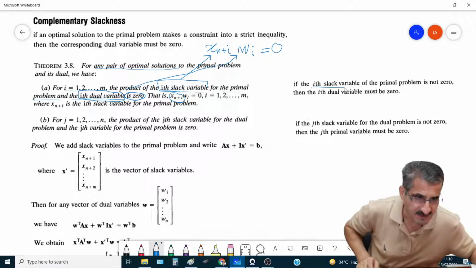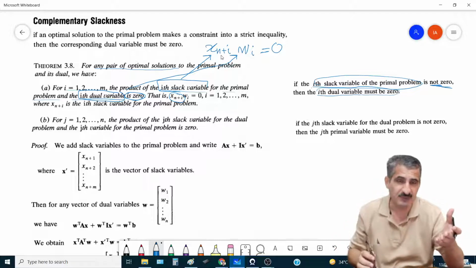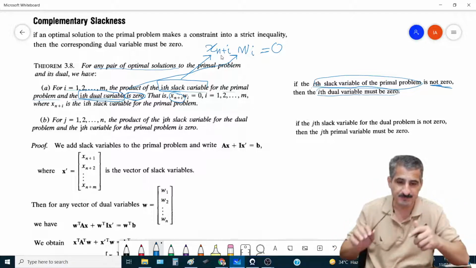If the ith slack variable of the primal problem is not 0, then the ith dual variable must be 0. If x_{n+i} is not 0, then w_i must be 0. One of them must be 0. Okay?